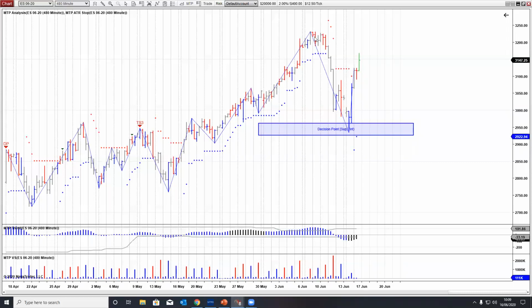So this decline here shouldn't have come in as any surprise. And this rally here should not come as any surprise as well, because you were coming off this DP support zone. So this is why it's so important to have these on your charts.